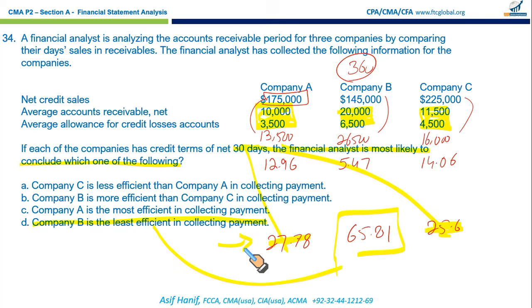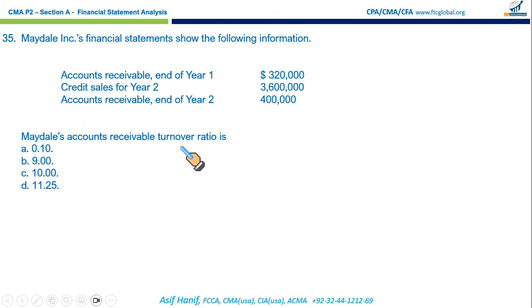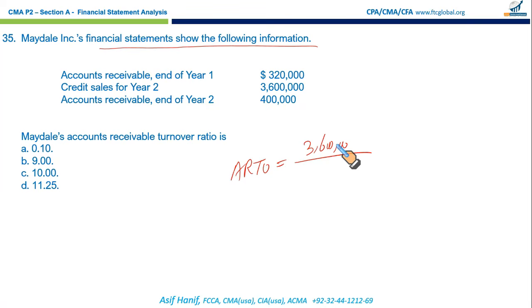This is more understandable. Account receivable turnover ratios to be calculated. Maydale Incorporated's financial statements show the following information: account receivables opening balance, closing balance, and credit sales for the period. We are required to find the account receivable turnover. We know the formula: account receivable turnover equals sales, which is $3.6 million, credit sales ideally, divided by the average receivables. Average receivables is opening plus closing over 2. So it's 320 plus 400, that is 720 upon 2, that is 360,000. Great. So your account receivable turnover is 10.